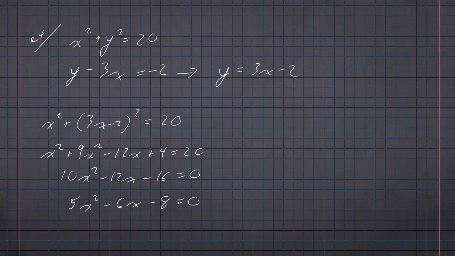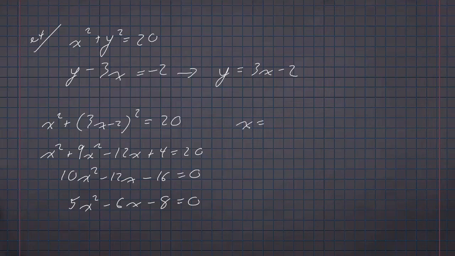5 times -8 is -40. I can't think offhand of any two numbers that multiply to -40 and add to -6. There probably are some, I just can't think of them. So I'm going to resort to the quadratic formula.